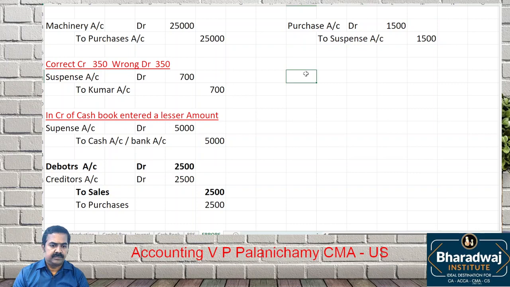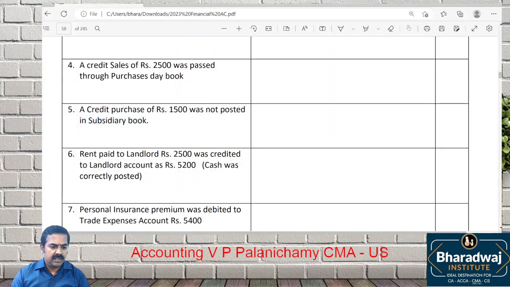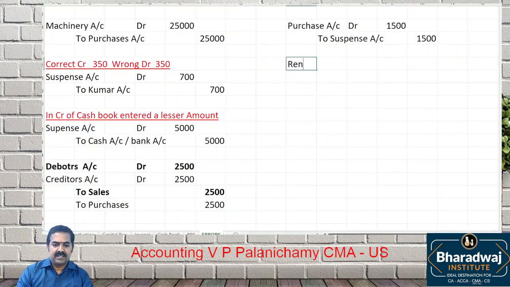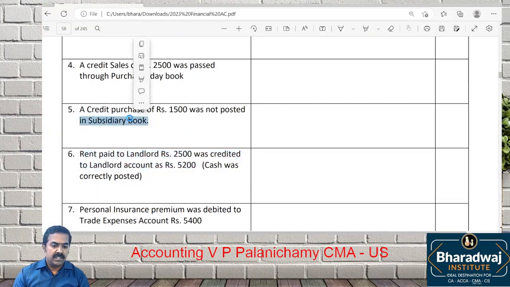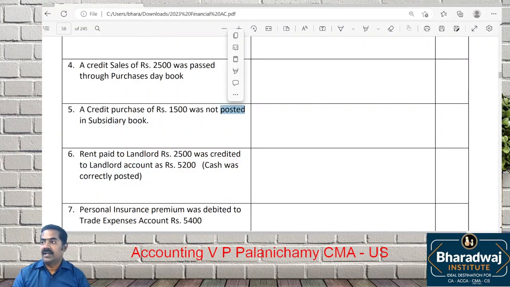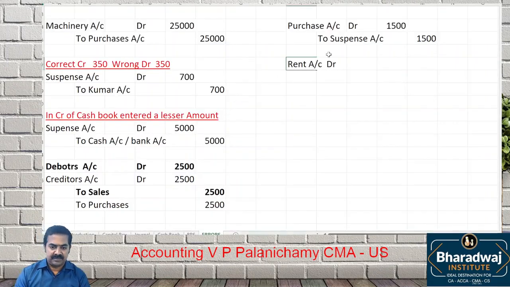Then, next. Rent paid to landlord 2,500 was credited to landlord account. What have we done in rent account? Debited. How much? It's not posted, it is said. Error of posting will affect only one account. So correct treatment is rent account should have been debited. This is the correct treatment.